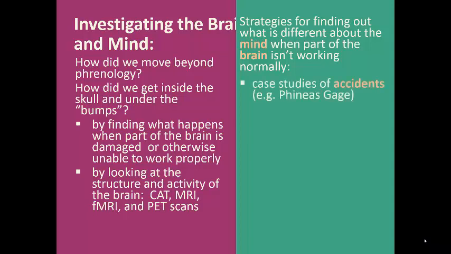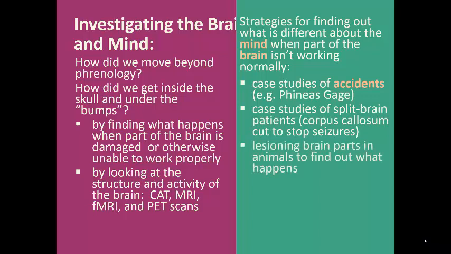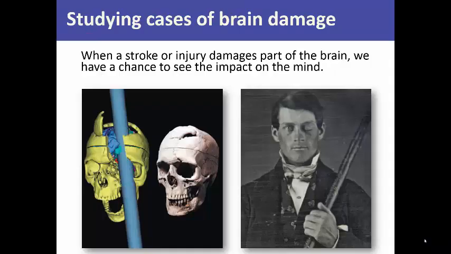We have things like case studies, like the example of Phineas Gage, which we talked about last time, where he got the railway rod through part of his frontal lobe and the changes in his personality afterwards. Case studies of split brain patients, when the corpus callosum, which are the fibers that interconnect the left and right hemispheres of the brain, are cut to stop severe seizures. Lesioning brain parts in animals to find out what happens. So if you cut out brain parts in animals and then find out what happens to their behavior. And then chemically numbing, magnetically deactivating, or electrically stimulating parts of the brain to see what happens.